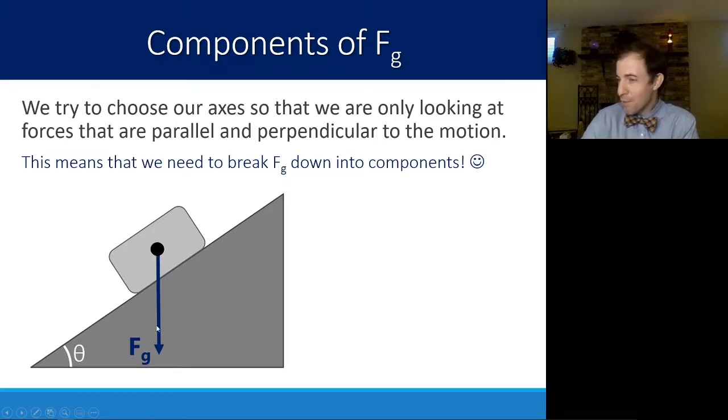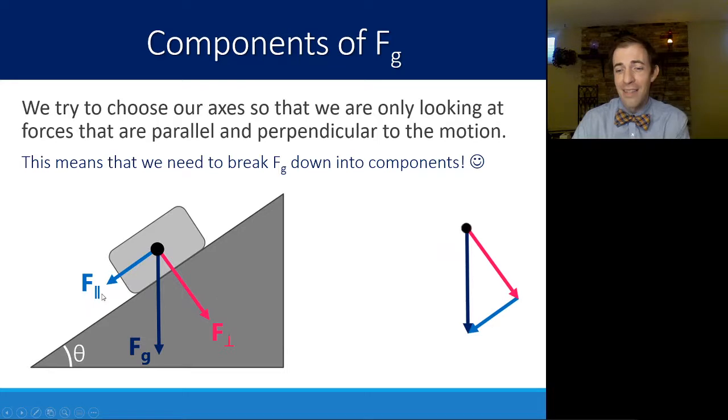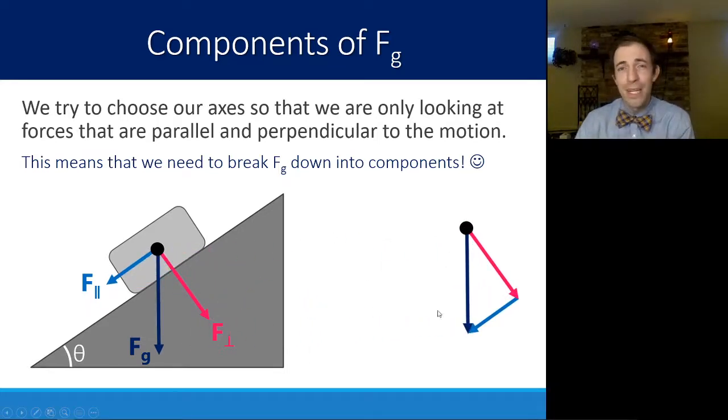So we have a force of gravity going down, but then we're going to break it into a component where we have a force parallel. So how much of this downward force is parallel to the ramp, trying to push it down in that direction, and how much of it is perpendicular to the ramp, basically just driving it into the ramp itself. These two forces here can make a right triangle with the force of gravity. So all I'm doing here is just rearranging these to create a right triangle.